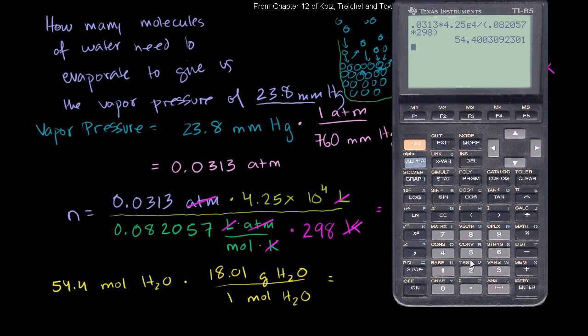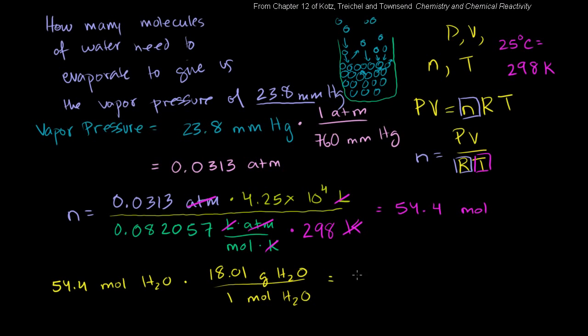So let's get the calculator out. So we have 54.4 times 18.01 is equal to 970. Well, we only have 3 significant digits, so if you round this 0.7, it becomes 980. So this is 980 grams of H2O that needs to evaporate for us to get to our equilibrium pressure, to our vapor pressure. So let's figure out how many milliliters of water this is.